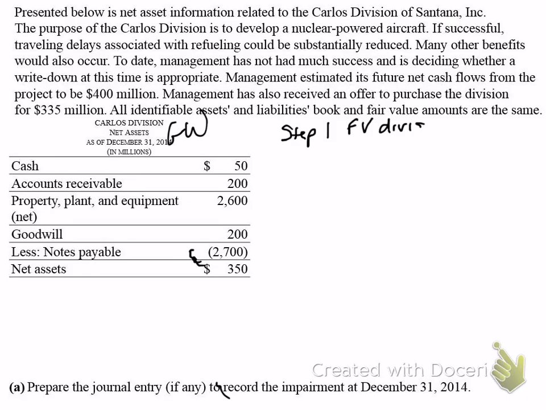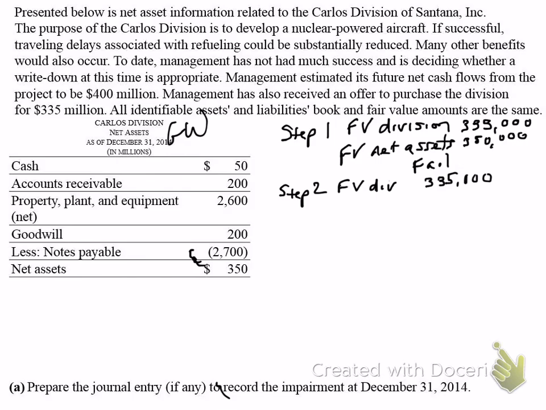All right, this is a goodwill example. So first step, we're going to take the fair value of the division. And if we didn't have the fair value for the division, we would use the estimated future net cash flows. Well, you would use them discounted, and that's treated as equivalent to the fair value. Okay, so compare the fair value of the division to the fair value of the net assets, which they gave us at $350,000. And we failed that test, so we have to move to step 2.